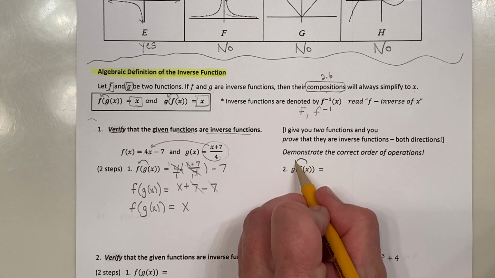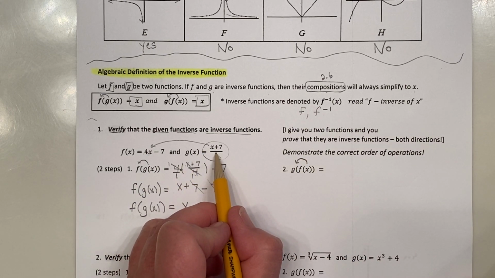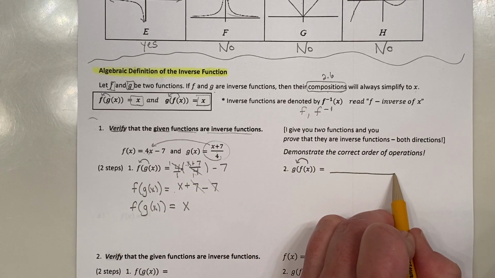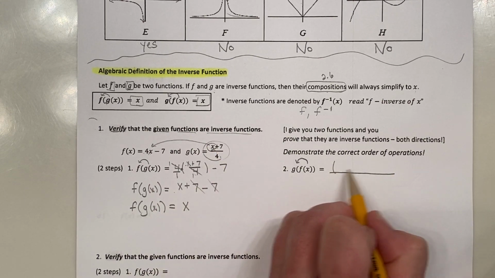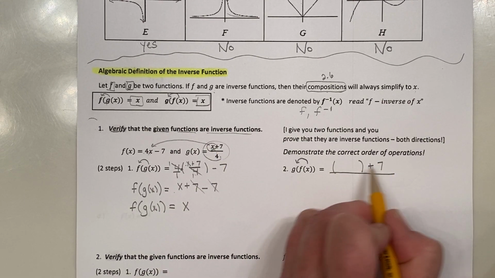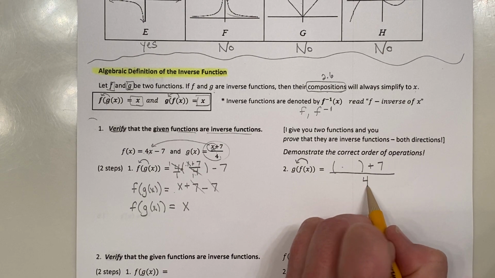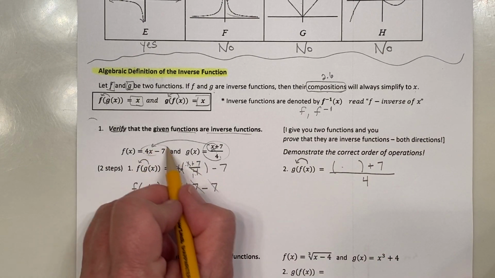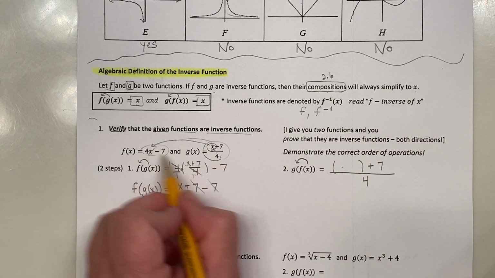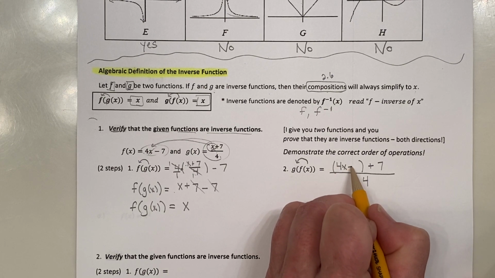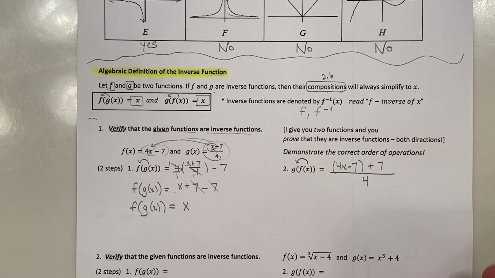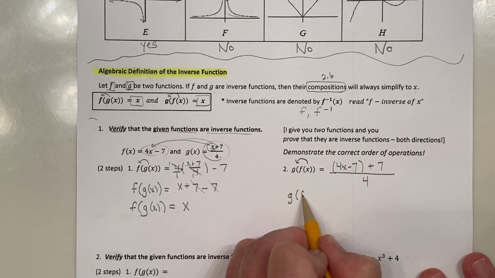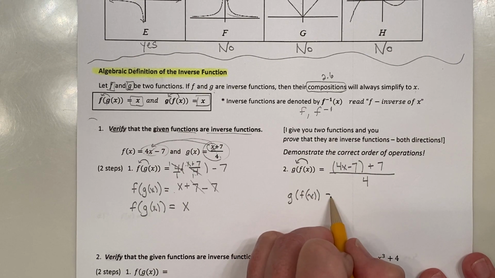All right, so now f is the inside and g is the outside. So my eyes land on g. I build g, but wherever I see the x, I put a parenthesis. So it still has a plus. So this was x plus 7 over 4. But the f equation now goes in for that x. So now I put 4x minus 7 here. I'm ready to come down, so I bring the label, the notation.